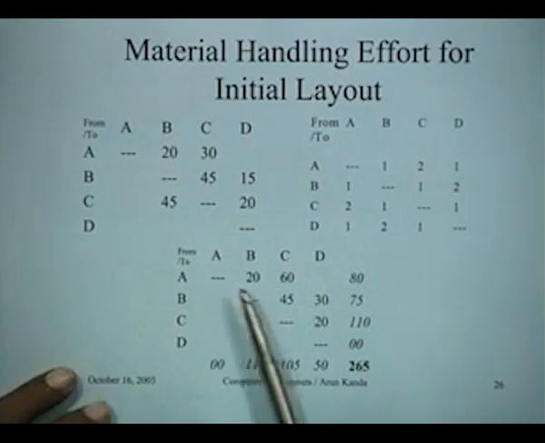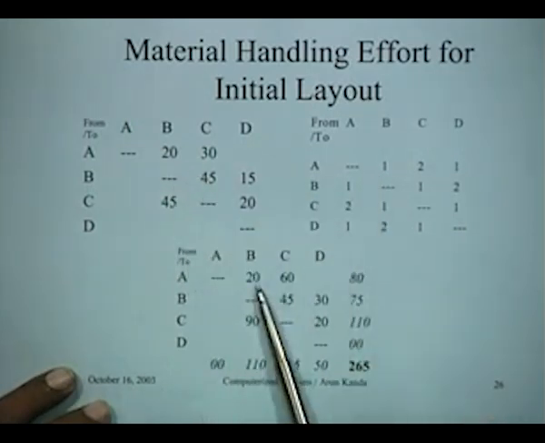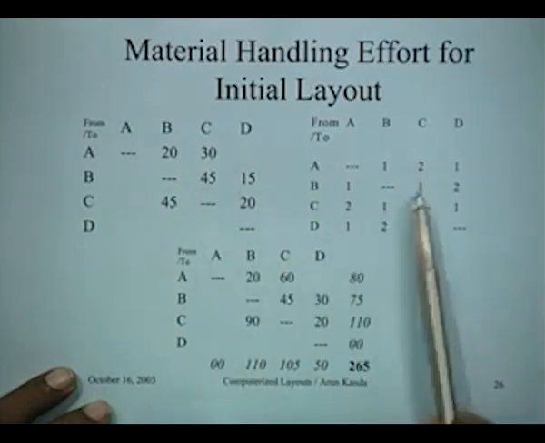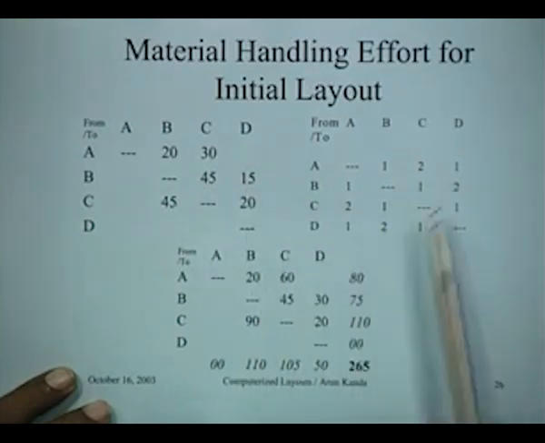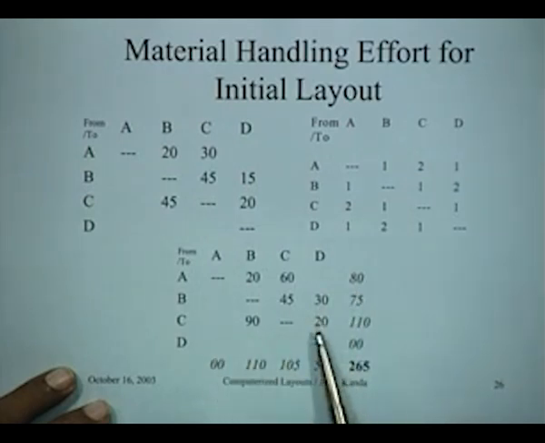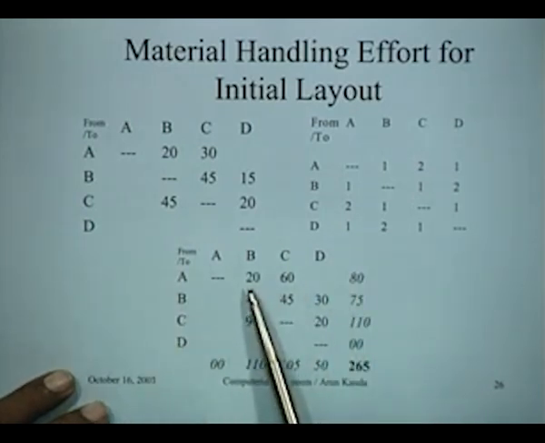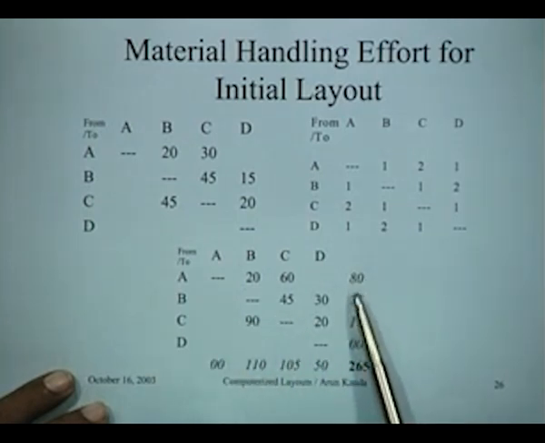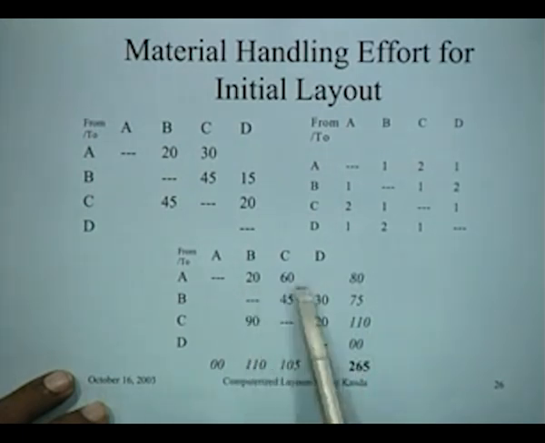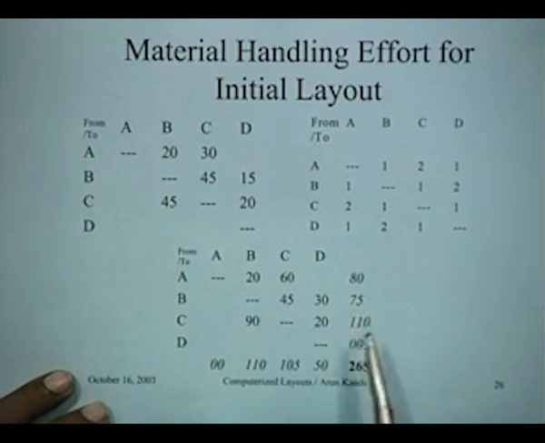For instance, we get the material handling effort here, 20 into 1 is 20, 30 into 2 is 60, and similarly 45 into 1 is 45, and 15 into 2 is 30, and so on. So you get this particular matrix here, which is the material handling effort, which is what you are interested in compiling ultimately. And then you can sum the rows and the columns if you so desire. Actually, you need to sum only one of them to get the material handling score. So this is 20 plus 60 is 80, 75, 110, 0. Take the sum of this column, it's 265.